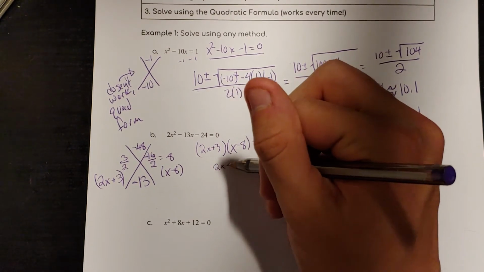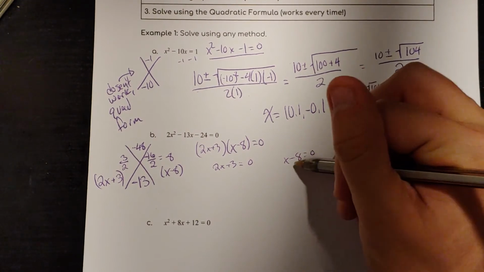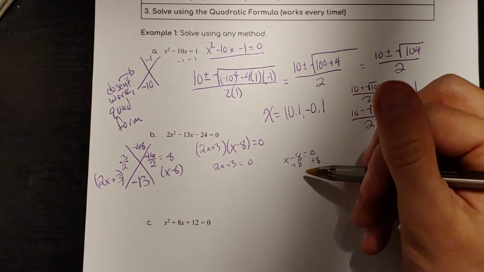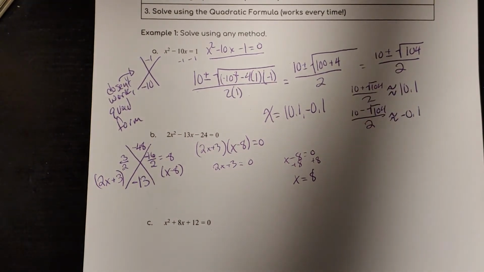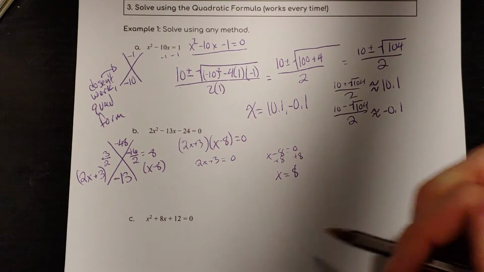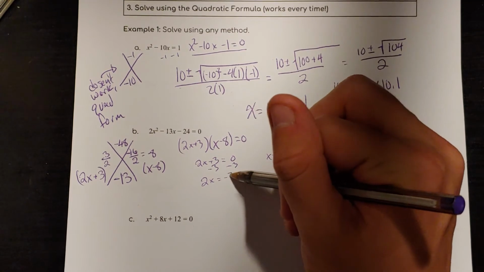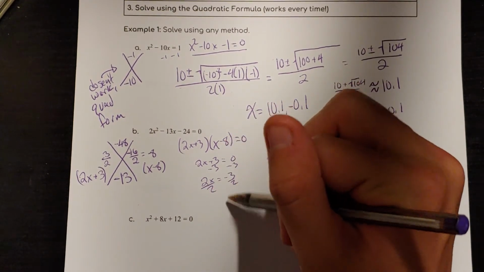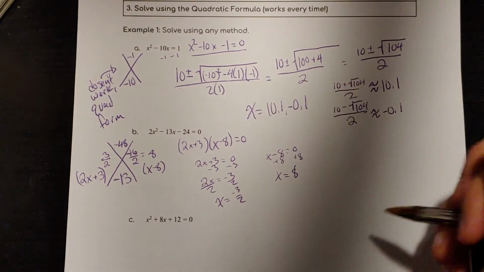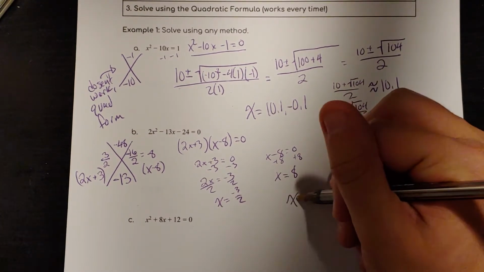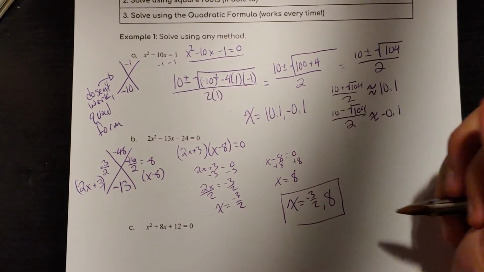All right, so then you just need to set each of those equal to 0. X minus 8 equals 0. Pretty straightforward. That's just going to give you x equals 8. For this one, I'm going to subtract 3 first. So I get 2x equals negative 3, and then I just need to divide by 2. So x equals negative 3 over 2. So those are your two answers: x equals negative 3 over 2 and 8.